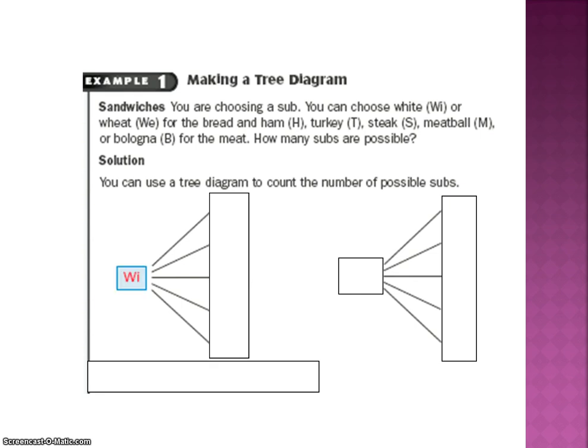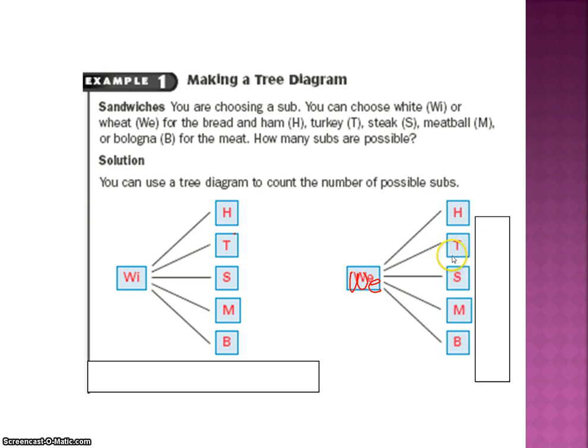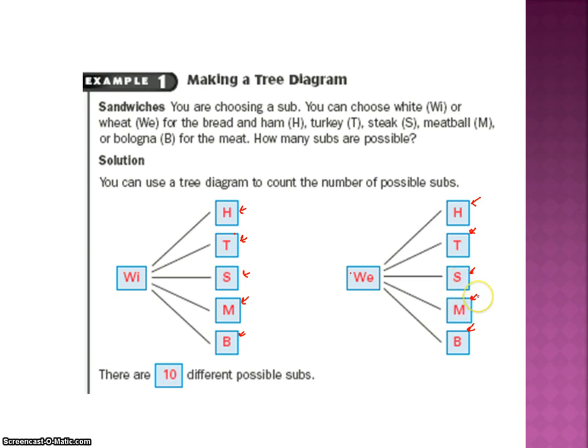Our two choices were white and wheat. From the white, we had ham, turkey, steak, meatball, and bologna choices. For the wheat, we had the same choices. Now all you have to do is count the last part of the tree diagram. 1, 2, 3, 4, 5, 6, 7, 8, 9, 10. There are 10 possible sub choices.